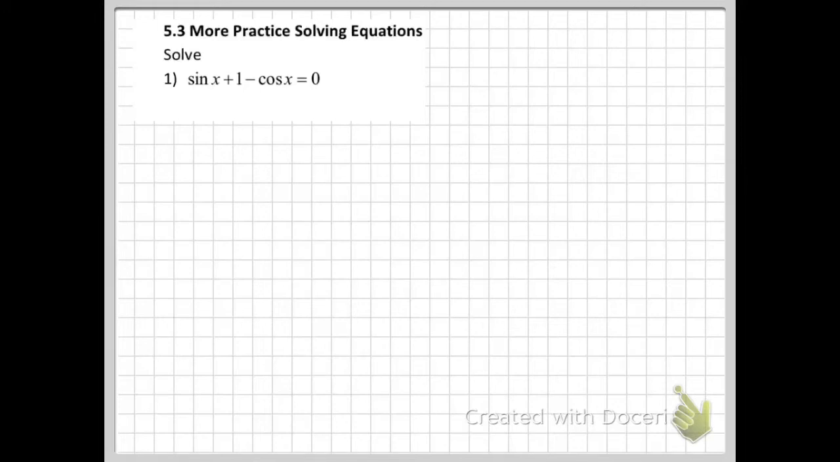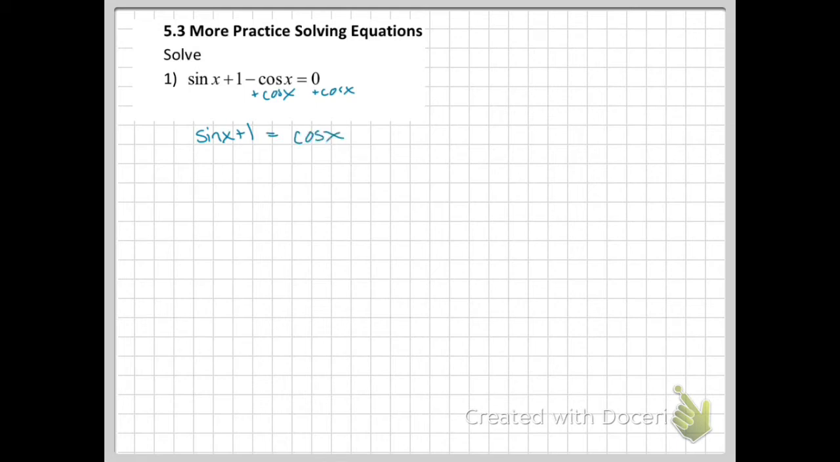Okay, more solving trig. Remember, solving, not proving, so there are things I'm doing on both sides of the equation because I am solving it. When I look at this problem, it's already in sines and cosines, and I have a mixture of them, and this isn't factorable or anything else, so I am going to move the cosine x to the other side. So you have sine x plus 1 equals cosine x.